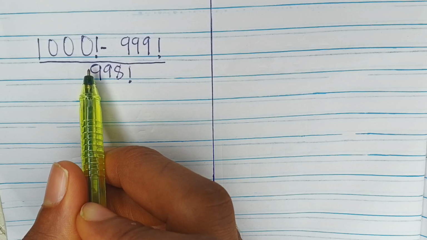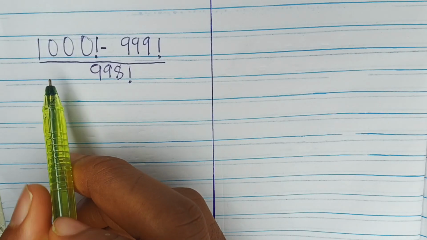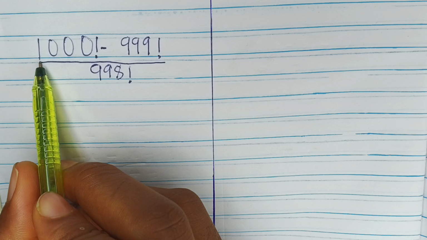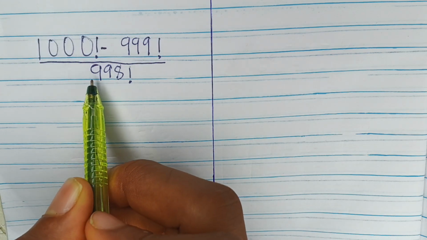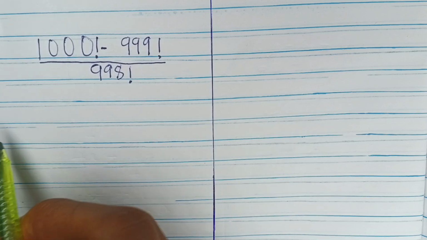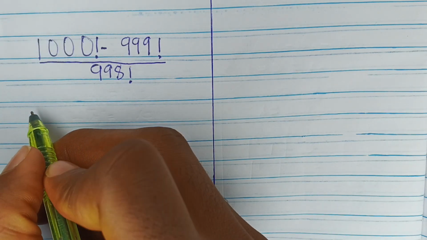Welcome back, guys. We have this interesting Olympiad question to solve. It says 1000 factorial minus 999 factorial over 998 factorial. Let me explain this in the simplest way possible.